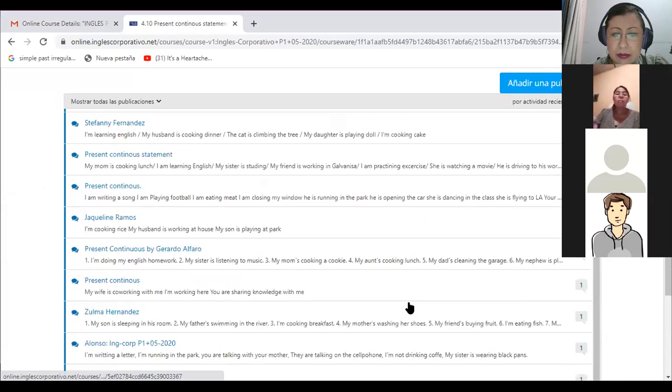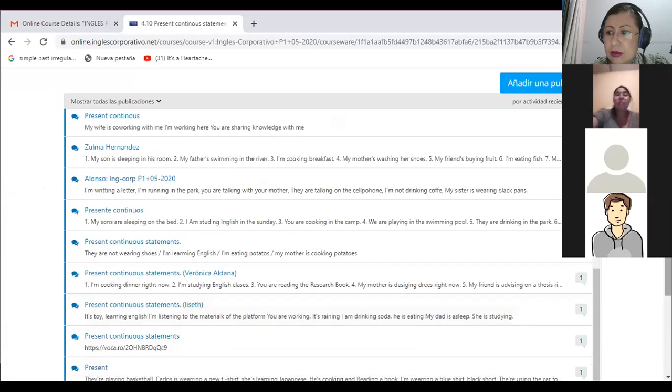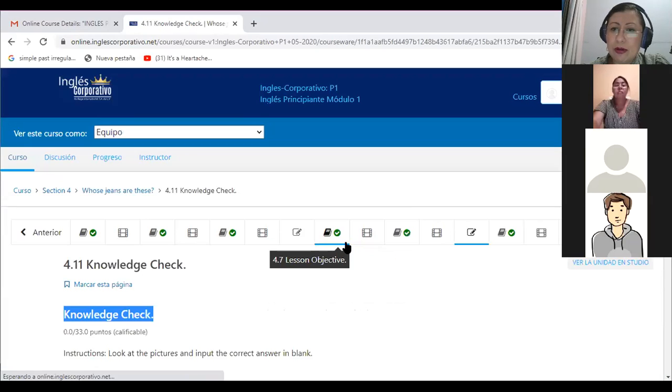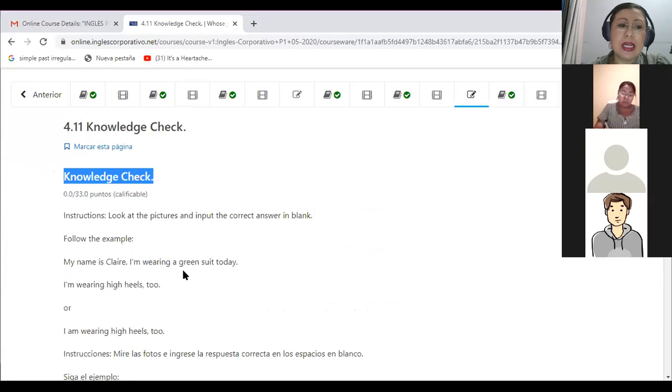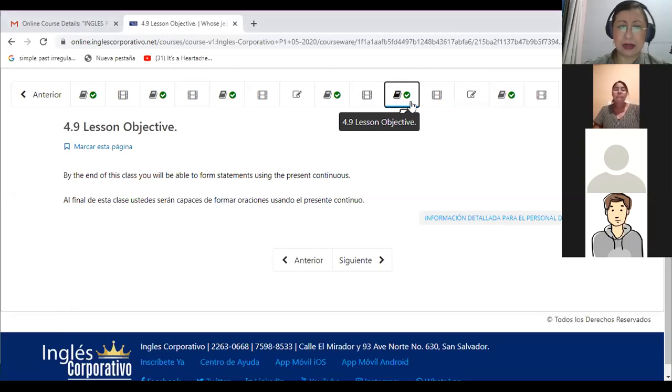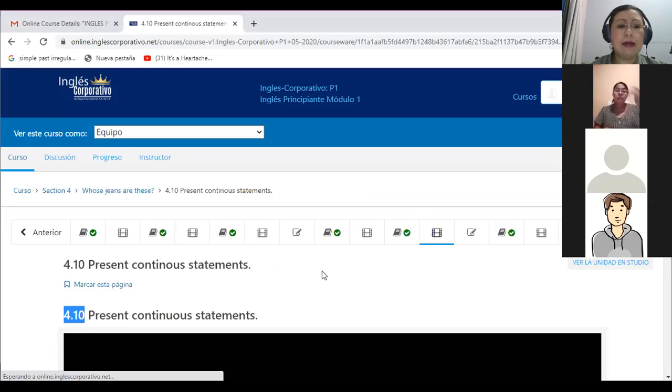Okay, you go to the platform and watch that video, and then immediately you will go to 4.11 knowledge check. That says, look at the pictures and put the correct answer in the blank. O sea, vamos a poner la respuesta correcta en el espacio en blanco. Vamos a ponerles mute a todos porque hay algunas interferencias y luego ustedes se pueden quitar el mute cuando sea necesario. Okay, so that's what we are going to do today.